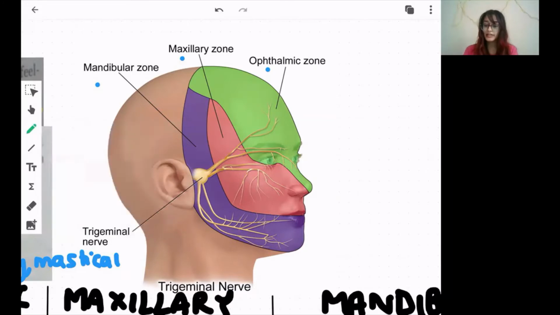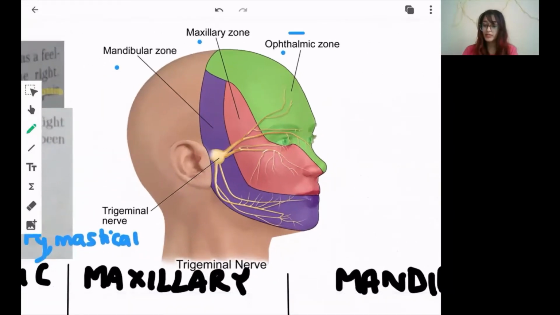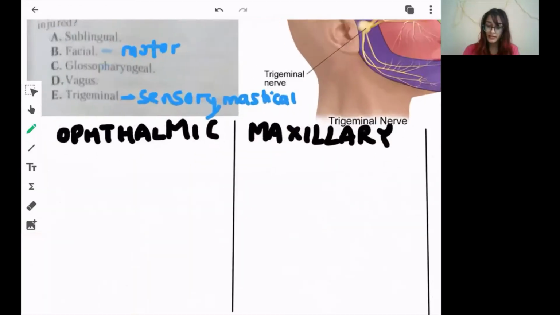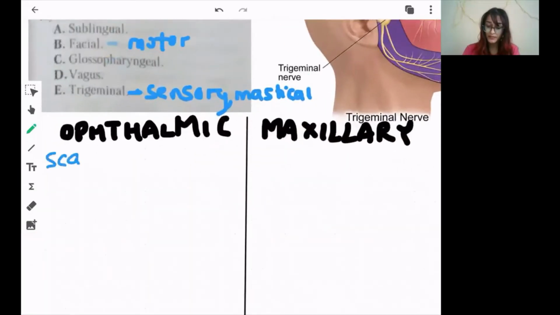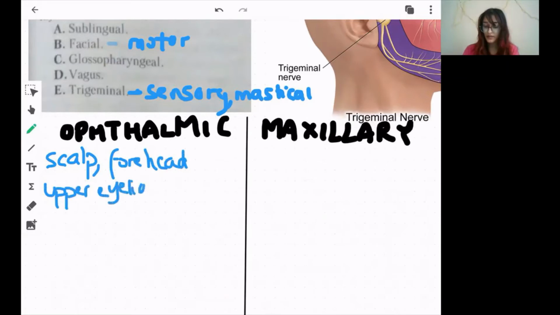We can also write it down. For example, the ophthalmic nerve supplies the scalp, forehead, the dorsum of the nose, the upper eyelid and its conjunctiva, and also the lacrimal gland. So let's write down the scalp, the forehead, upper eyelid and its conjunctiva, and also the dorsum of nose.